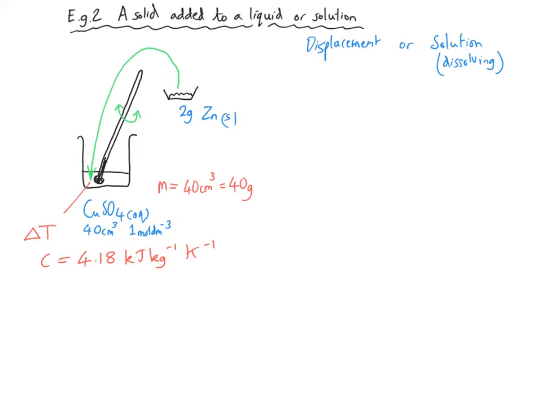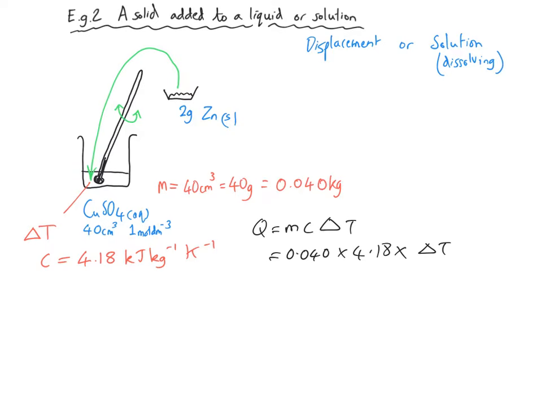And so m equals 40 cm cubed of the copper sulfate, which is 40 grams, or, as I say more usefully, 0.040 kilograms of copper sulfate. What is not included is the 2 grams of zinc. We are not considered to be raising the temperature of the zinc, only the copper sulfate. And so that's a really important pitfall to avoid. And so for us, Q equals mc delta T, which is 0.040 times 4.18 times whatever the delta T is in this example.